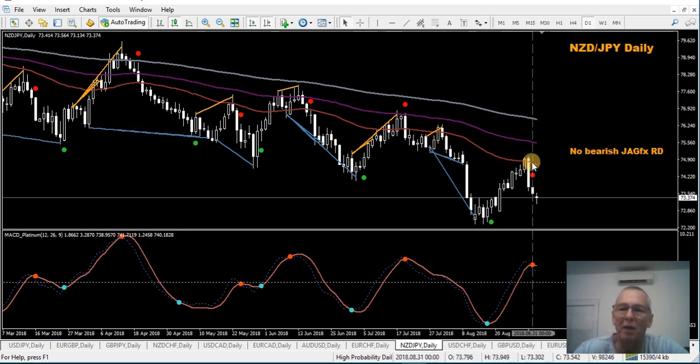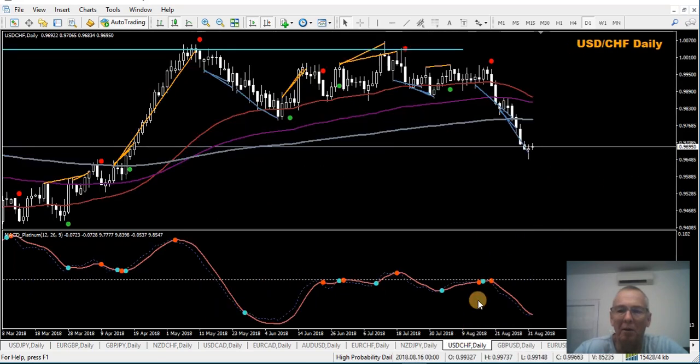But there was none, like I said, it acts as a bit of a filter for me. If there's no bearish JAGfx RD, it's for a reason. It's pretty accurate when it comes to taking trades with or without it. Generally, 80% of the time, if it's not presenting, it means don't take the trade. So, yeah, it could go down, but that's one of the things that's keeping me out. So that's New Zealand Yen.